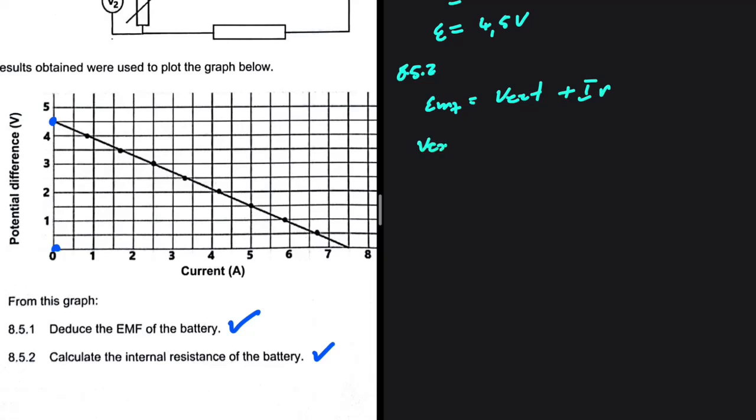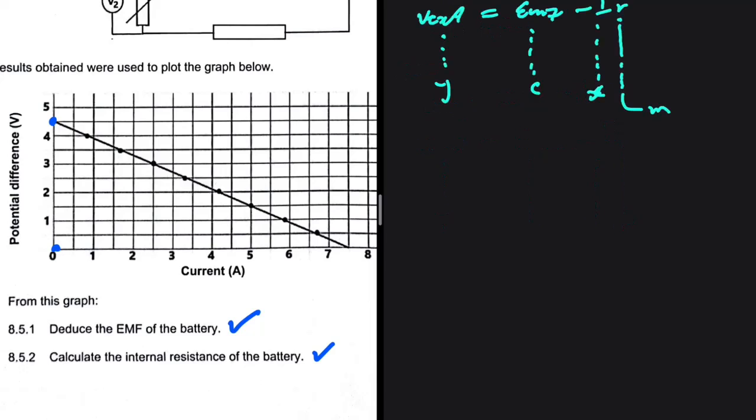So V external is equal to the EMF minus IR. As we can clearly see, our V external is our dependent variable, that is our Y, and our EMF is our intercept, that is C. Our current is what we are changing, that is X, and then minus the internal resistance is our slope. So we can say that the gradient is equal to minus R.